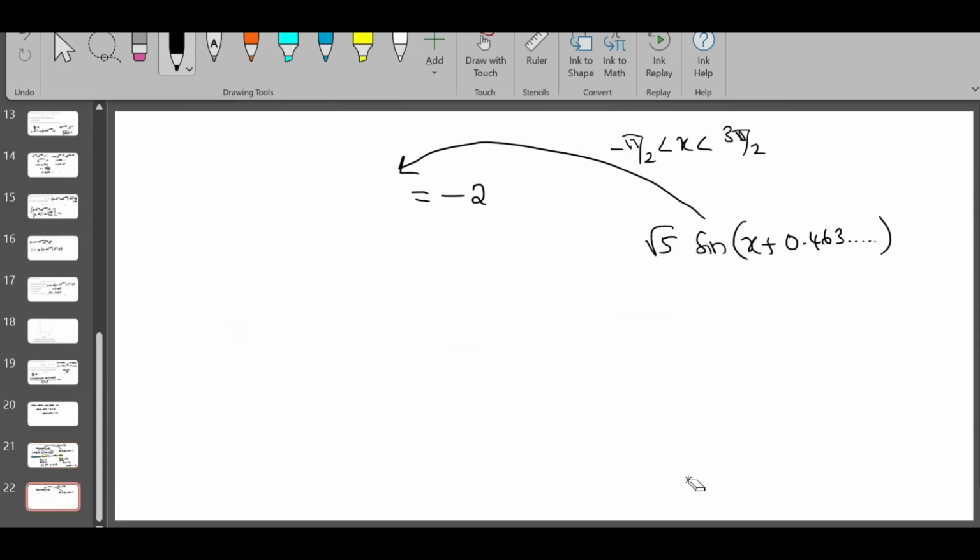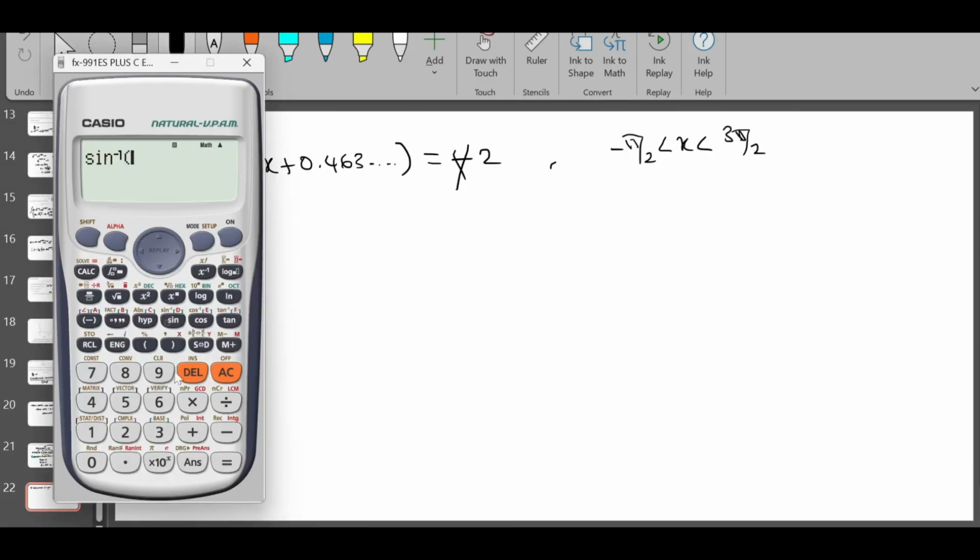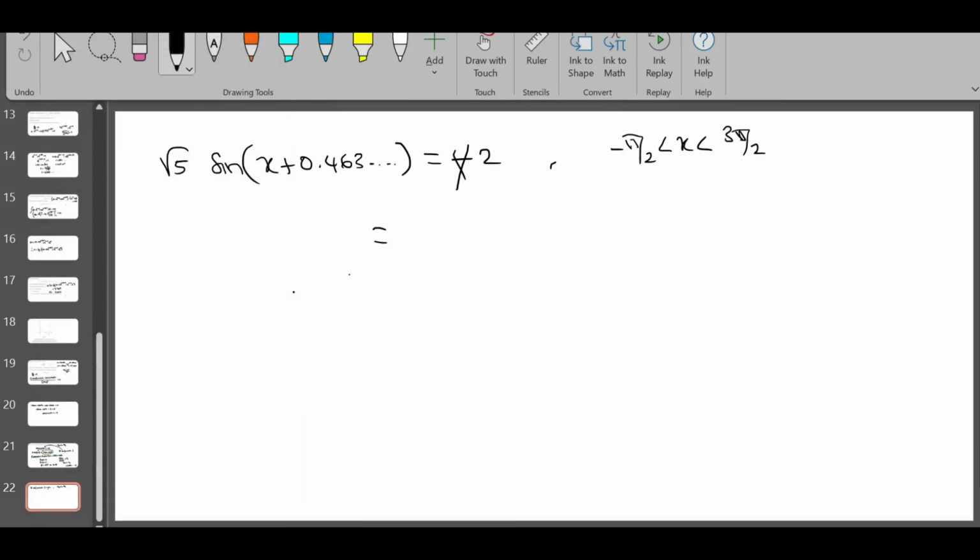Okay, so we are going to use this to solve the equation now. Instead of this, I'm going to write square root of 5 sine of x plus 0.463 dot dot dot is equal to minus 2, and we have the limit here. First, let's find the principal value. When you find the principal value, ignore the negative sign. Sine inverse of 2 over square root of 5, and immediately store the value as b. That is 1.107 dot dot dot.